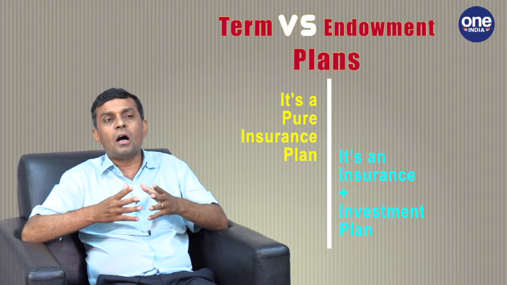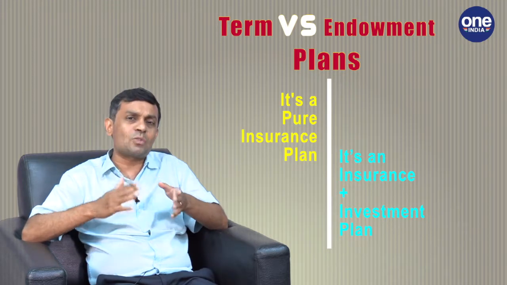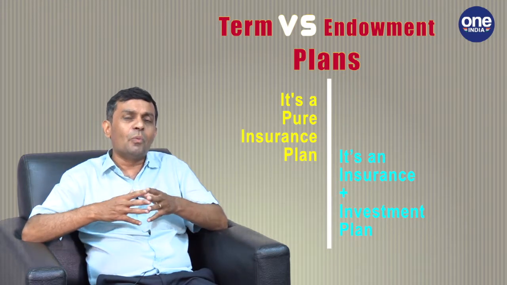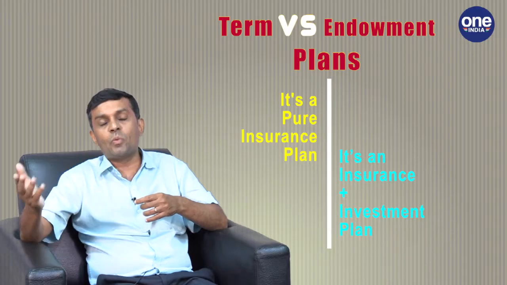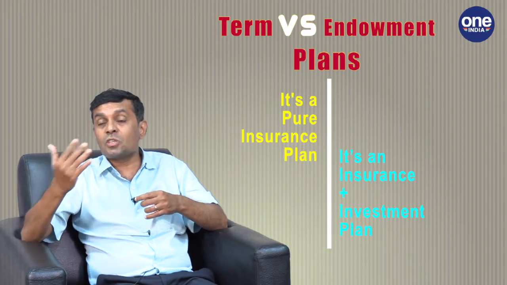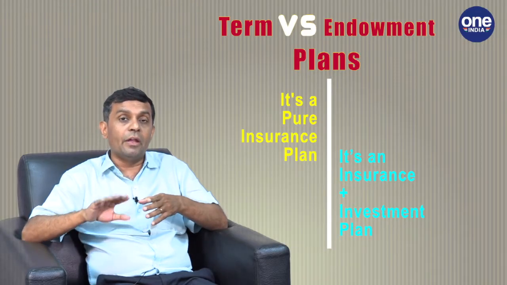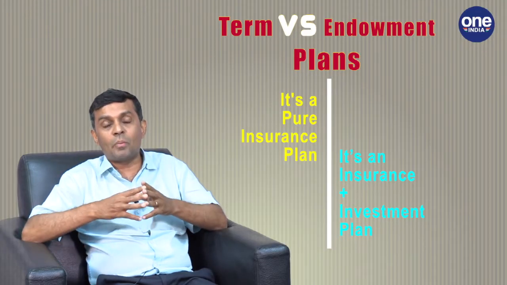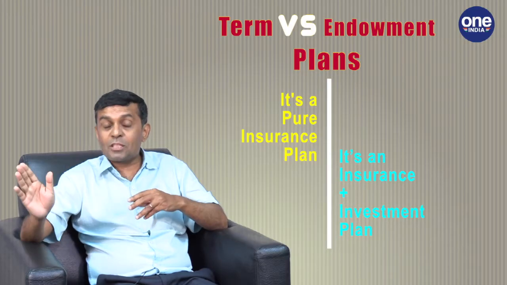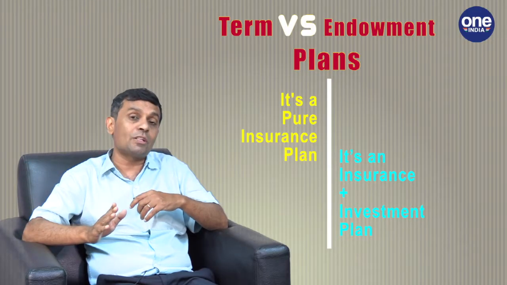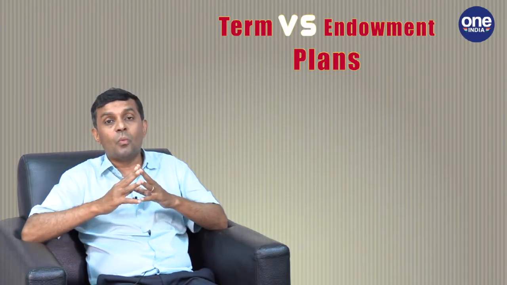If you want to invest as well as get a life cover, we suggest you do it separately. You take an investment elsewhere, because the returns on an endowment policy are not very high. So if you want a mix of investment as well as insurance, why take an endowment policy? You can go for investment separately and an insurance, which is a term policy, very separately.